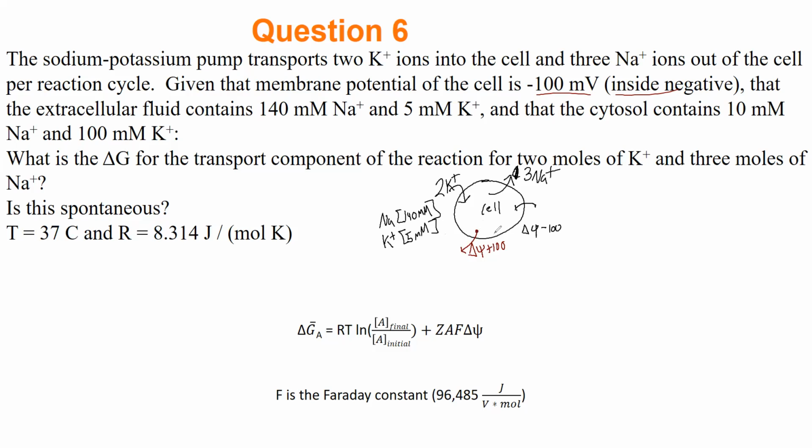In the cytosol, so the inside of the cell, is 10 millimolar sodium and it is 100 millimolar potassium. I want to know what the delta G of transport is for 2 moles of potassium going into the cell while pumping out 3 moles of sodium. Is this spontaneous? And I give you temperature and I give you the gas constant here.